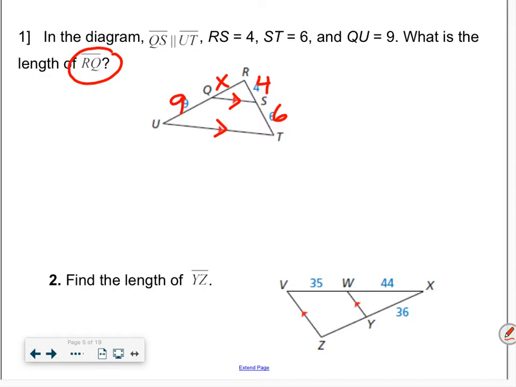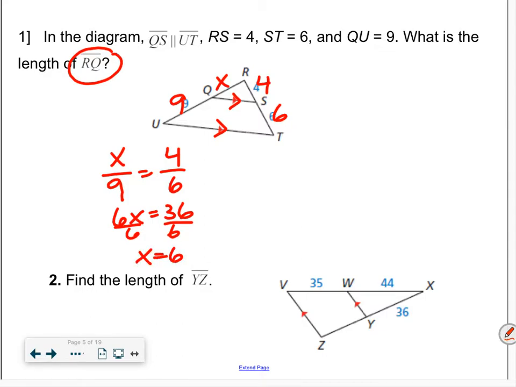Using the triangle proportionality theorem, I should be able to compare X to 9, and that should be equal to 4 over 6. We cross multiply, we divide both sides by 6, and we get X is 6. So RQ, what we were looking for, is actually 6 units long. That's using the triangle proportionality theorem.